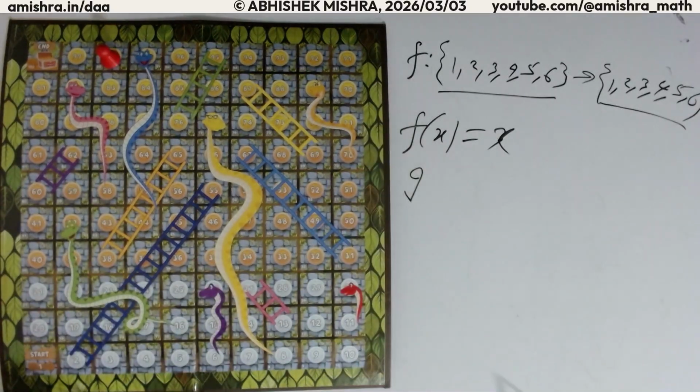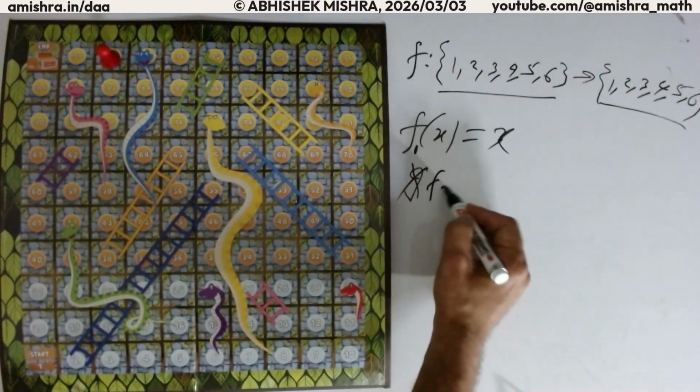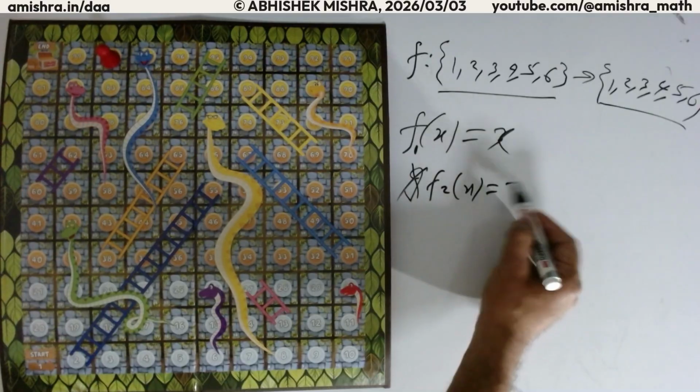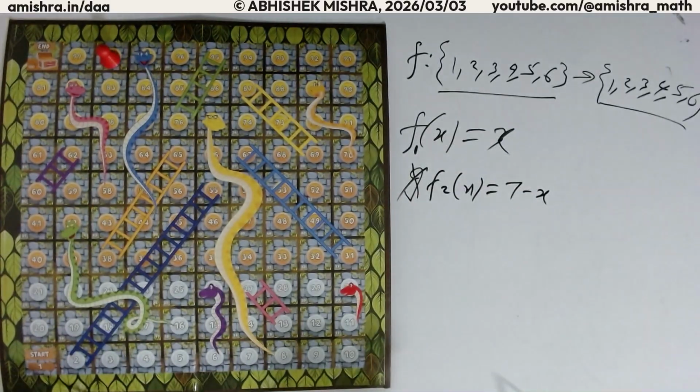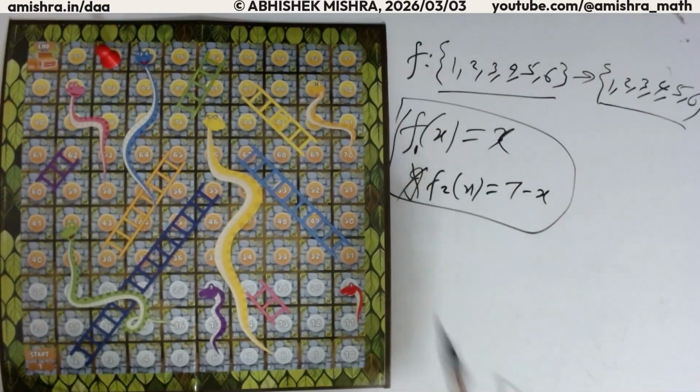Another example we can take: call this f1 and call this f2. f2(x) is equal to 7 minus x. So 7 minus x, we find its range as x ranges from 1 to 6. For 1 it takes value 6, and up to 6, it takes value 1. So these are two examples. We'll follow the simplest example.